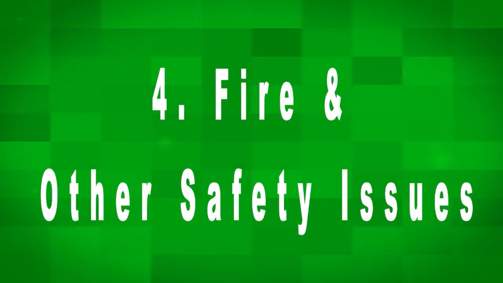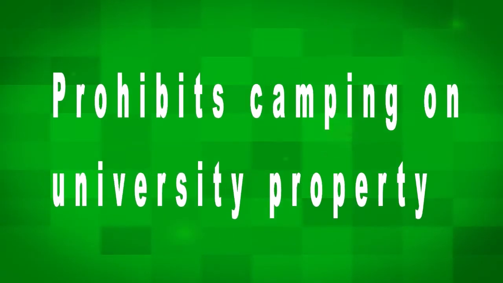The fourth topic is fire and other safety issues, including the possession and use of a firearm or other weapon or an explosive device. This is a combination of a number of policies all in one section related to safety issues. University policy requires students and student organizations to follow fire and safety code within buildings, which means enforcing a fire capacity within rooms, for example, for meetings or events. Before you have a meeting or event, know the capacity of the room and don't let in more people than the maximum. University policy now prohibits camping on university property, with a few exceptions, like tailgating. For more info, see policy 18.1.24.